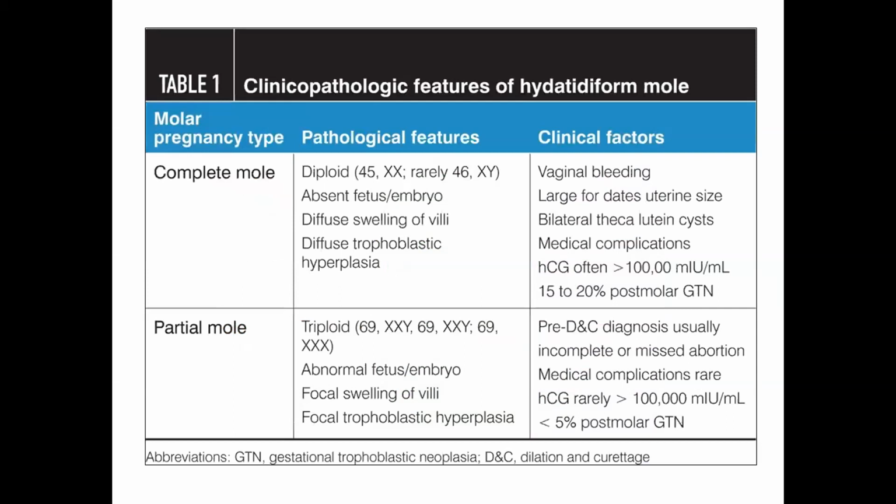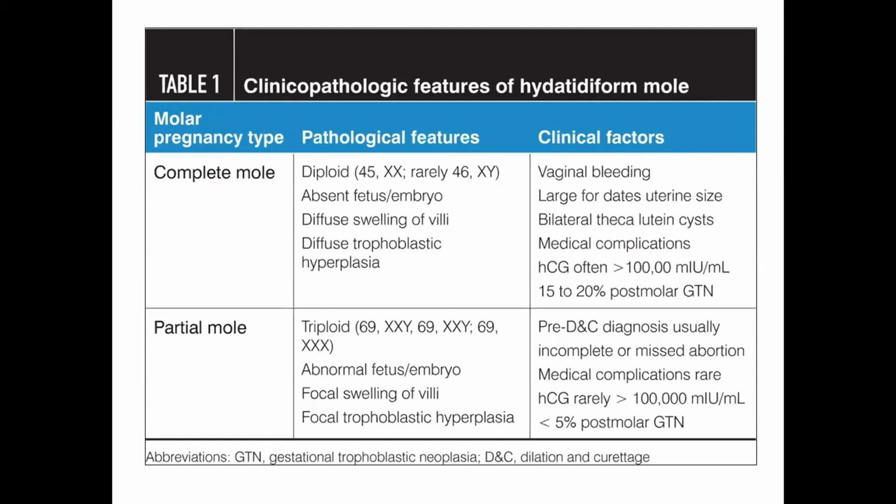Now, the complete mole patient presents with vaginal bleeding, large for dates uterine size, bilateral theca lutein cysts, medical complications, and beta HCG often rises to more than 1 lakh milli international unit per ml. And it can give rise to around 15 to 20% of post-molar GTN. Now, what is a post-molar GTN? We will discuss it a few slides later.